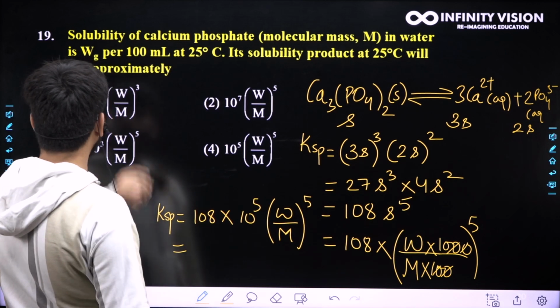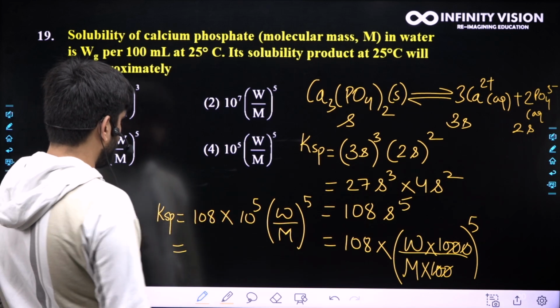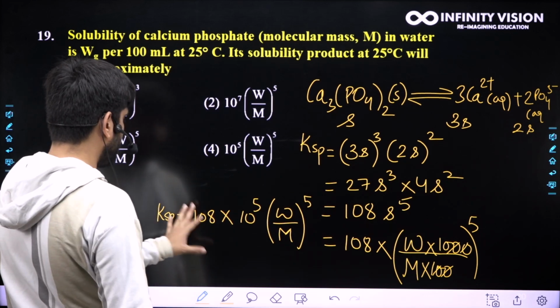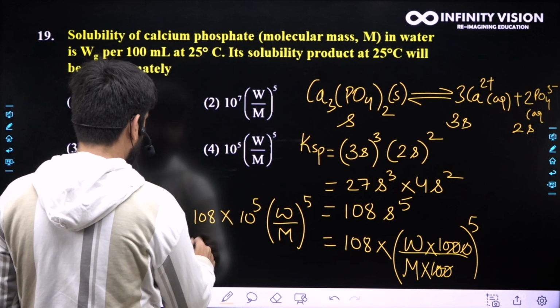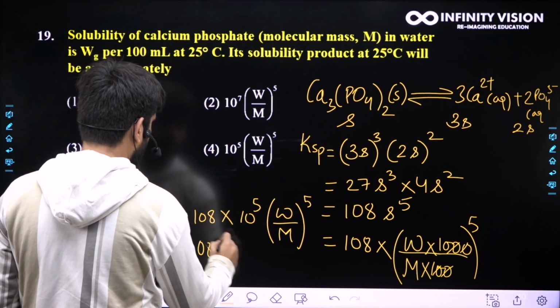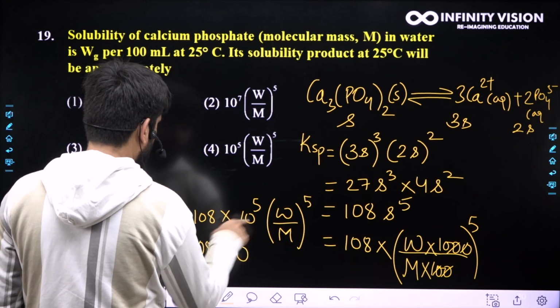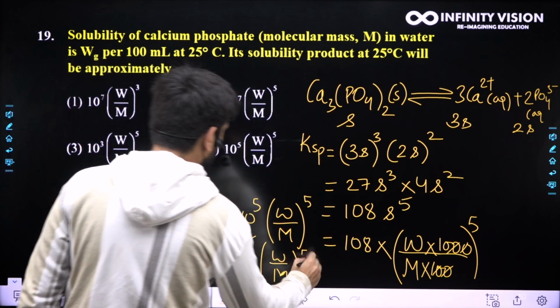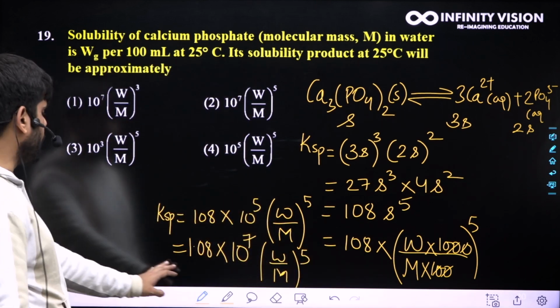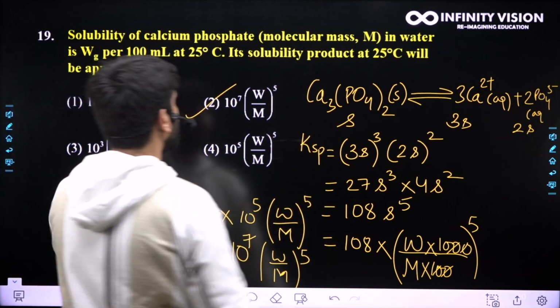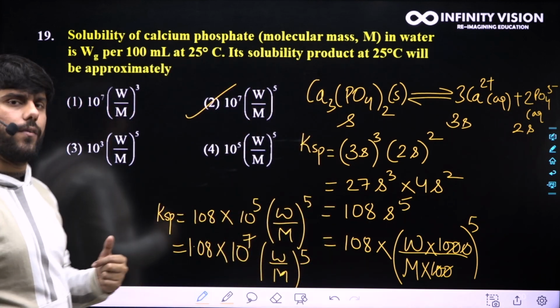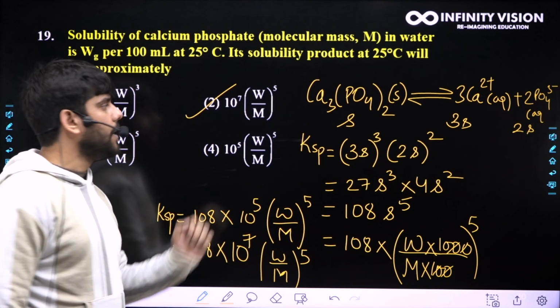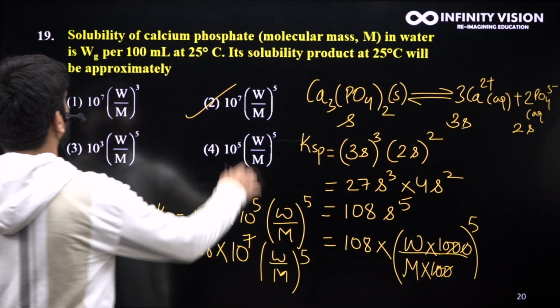And since we need to make it nearly 1, if I write it as 1.08, that will become 10 to the power 7, W upon M to the power 5. So we can write it approximately 1, so it is 10 to the power 7, W upon M to the power 5. I hope the question is clear to you. Let us move to the next question.